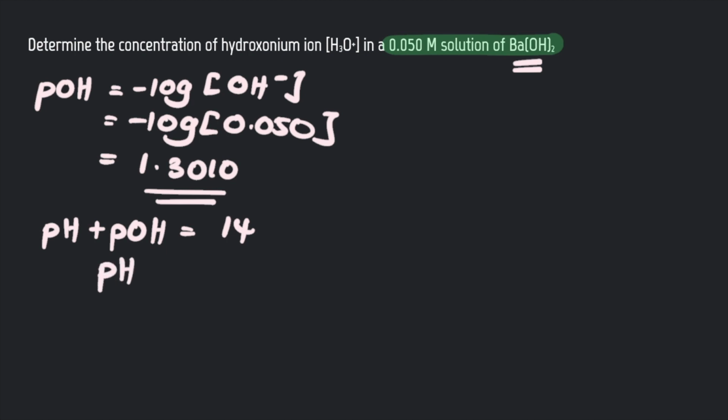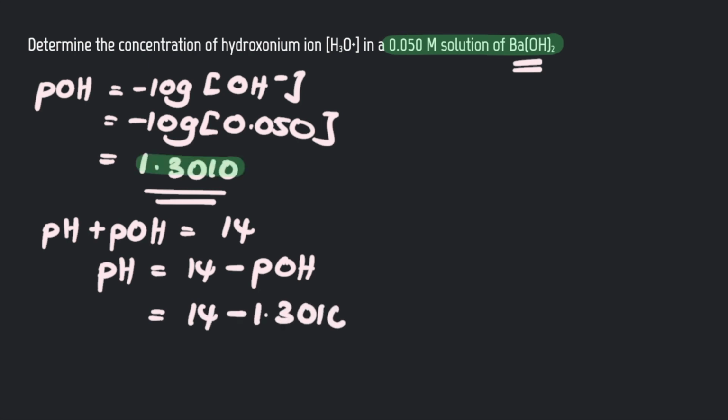So the same drill, pH plus pOH is equivalent to 14. So your pH is equivalent to 14 minus your pOH, which is this value. So 14 minus 1.3010 should be equivalent to 12.6990. But in the question, you were asked to find the hydroxonium ion concentration.